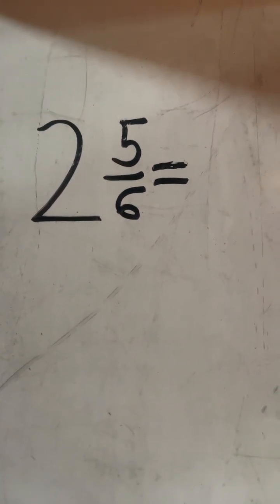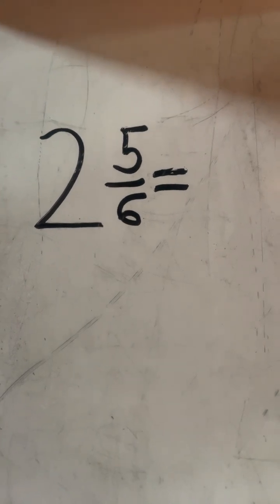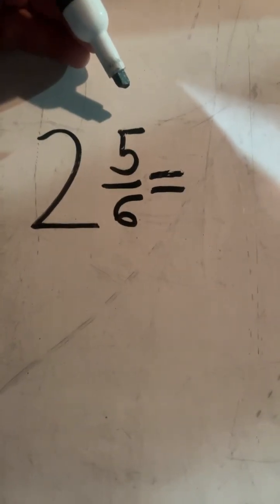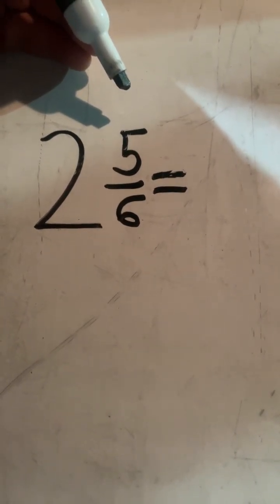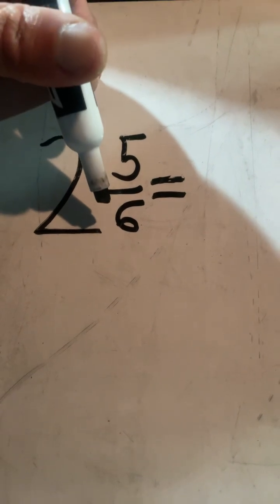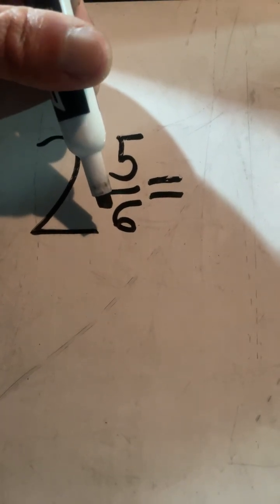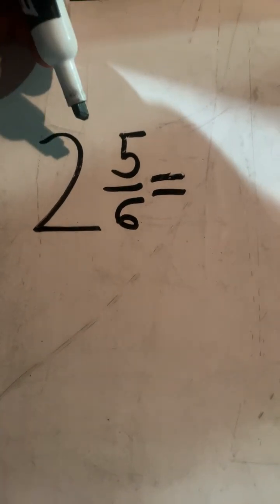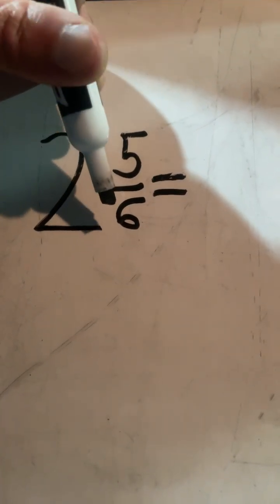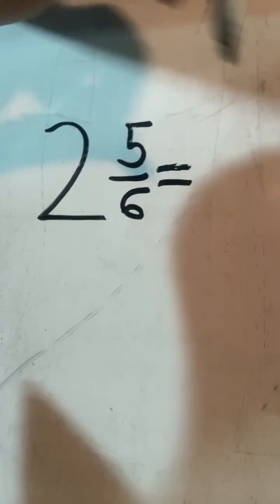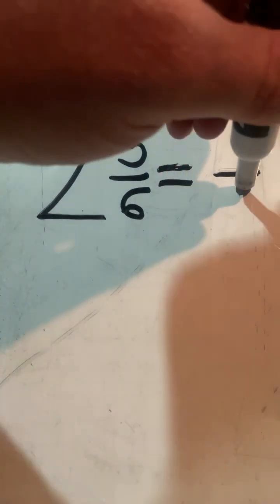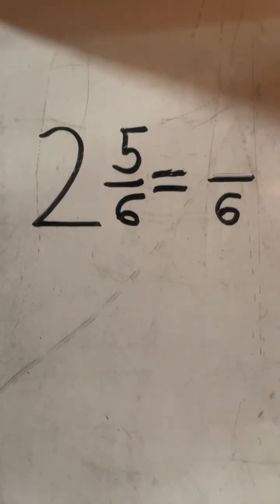So step one, we look at our mixed number, we look at the whole number, we look at the fraction. Whatever the denominator, aka the bottom number in the fraction is, that bottom number is going to remain the same when we convert it to an improper fraction. So for 2 5/6, our denominator in the fraction is 6. So our denominator is going to remain 6 for the improper fraction.